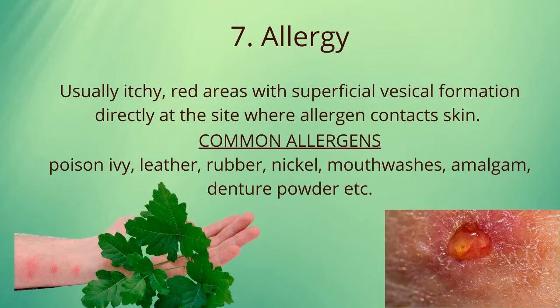Cause number seven is allergy. Now, if you're allergic to certain materials, then you could develop an allergic reaction exactly at the site where the allergen contacts the skin. Now, common allergens are poison ivy, leather, rubber, nickel, mouthwashes, amalgam, denture powder, or even certain drugs. The allergic reaction usually disappears when the allergen is removed. So, say if you're allergic to amalgam, that is the silver filling in your mouth, then once that silver filling is removed and replaced with a different type of filling, then the allergic reaction will also disappear.